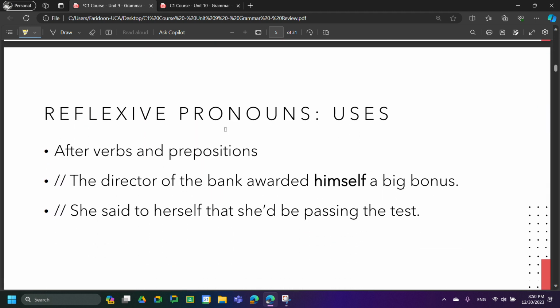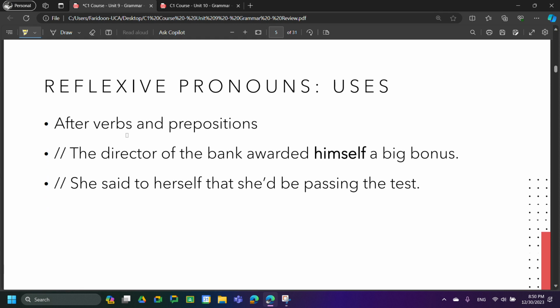Okay, another use for reflexive pronouns: we can use them after verbs and after prepositions. The director of the bank awarded himself a big bonus. As you can see here, we're using it directly after a verb, right? Awarded himself. And she said to herself that she'd be passing the test. If we check, "to" is the preposition, and after it you have the reflexive pronoun.